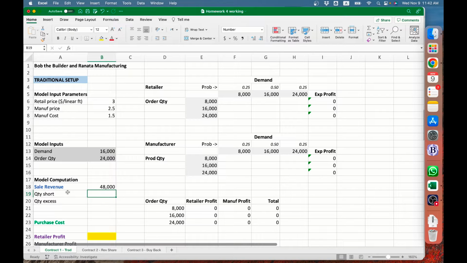Now we have to figure out whether, if she's short, how much quantity she's short. To be short means that you have demand but you don't have inventory to sell, so you have a shortage of stock to sell. And excess means that you have inventory to sell but no demand, so you have excess stock left over. Okay, so quantity short is always going to be demand minus the order quantity.